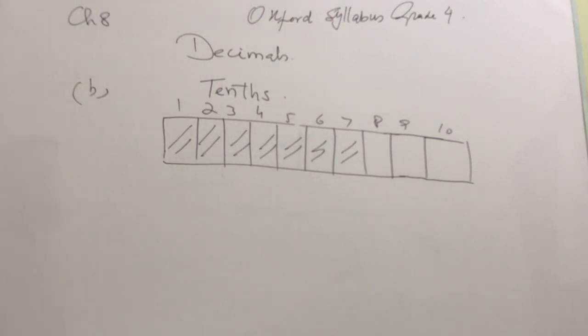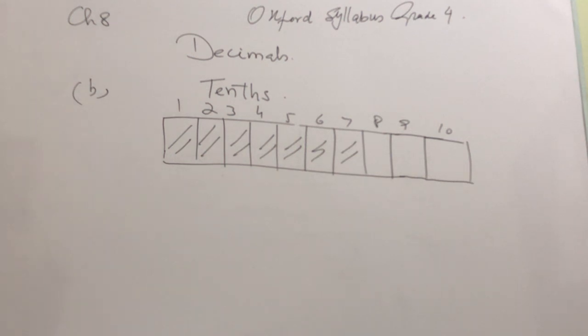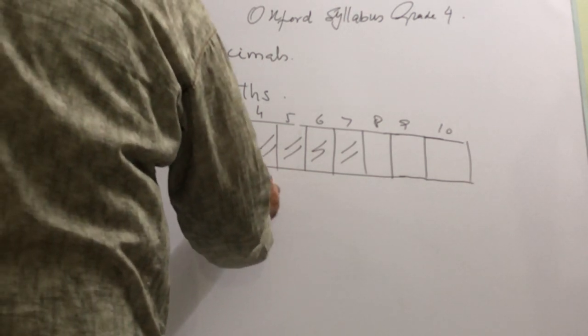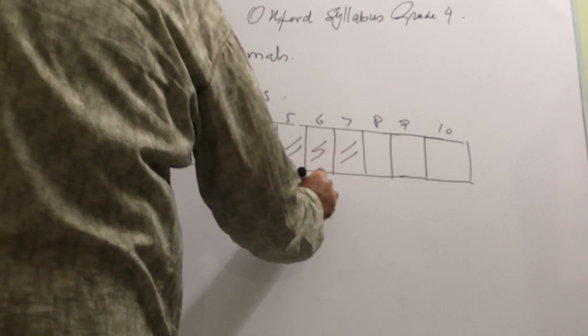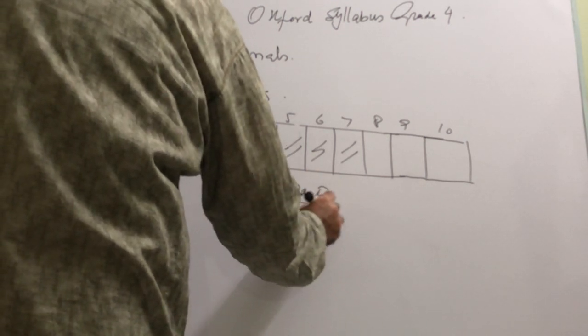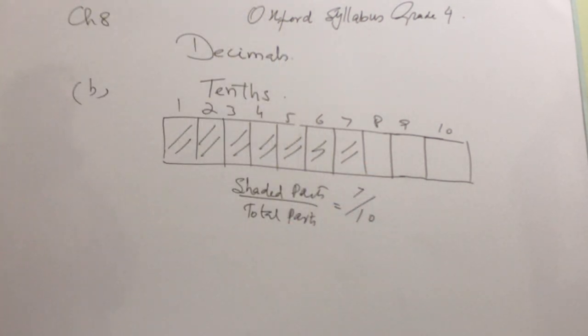So they are saying again the same thing, that we need to express this shaded part in terms of fractions as well as in terms of decimals. So we will follow the same approach: first we need the shaded parts, then divide by total parts. How many shaded parts? 7. How many total? 10. So 7 over 10, this is the answer for the first question. A question is also called a query. So we have given the answer in terms of fractions.